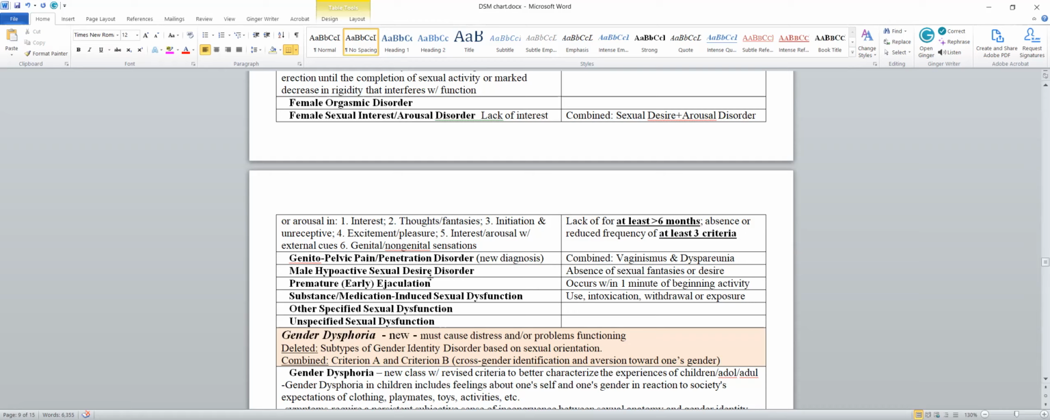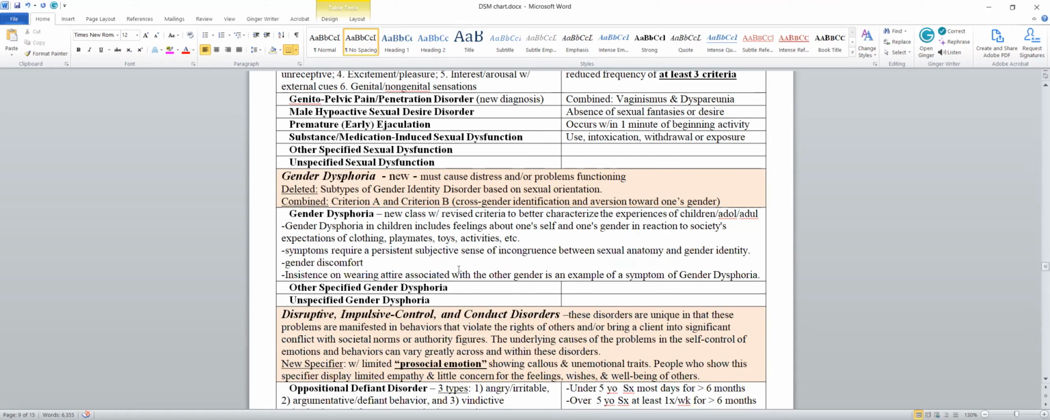Male hypoactive sexual desire disorder, which is absence of sexual fantasies or desire. Premature early ejaculation occurs within 1 minute of beginning activity. Substance, medication-induced sexual dysfunction, use, intoxication or withdrawal or exposure, other specified sexual dysfunction, unspecified sexual dysfunction.